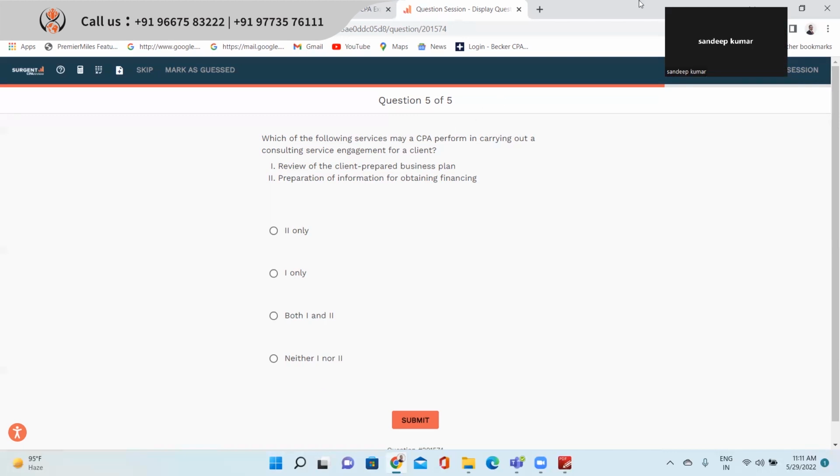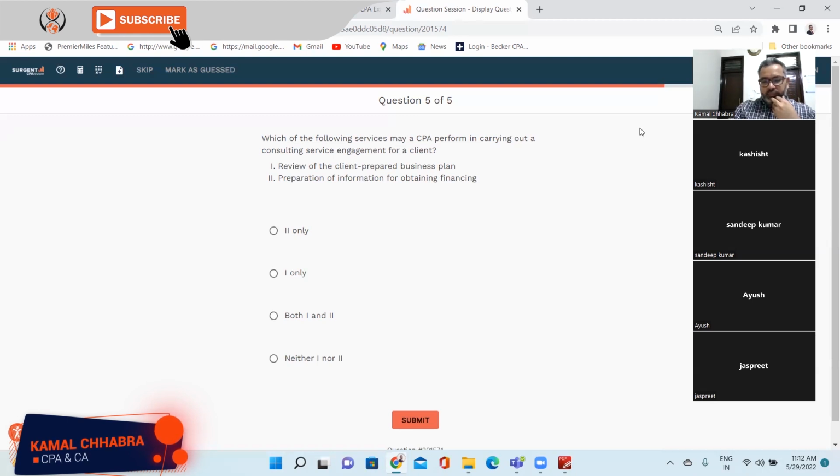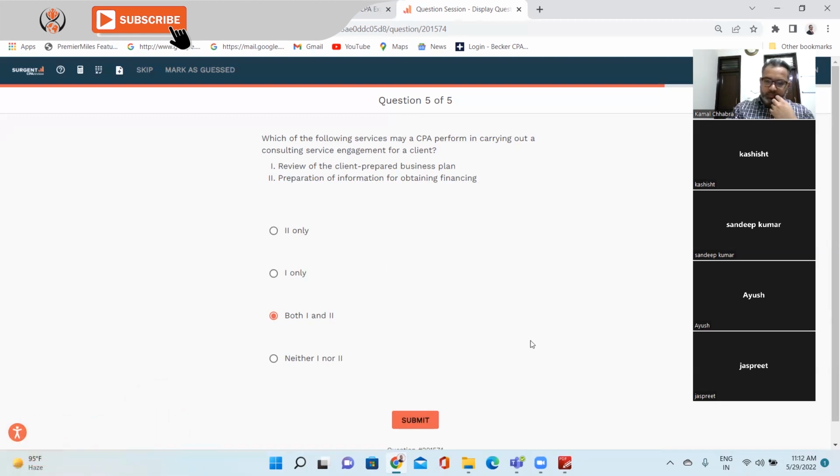Why one? I go with both. I also go for both. Because there is no auditing involved in any of the options, and there is no independence or other issue involved if he carries out both functions. It's a consulting service engagement and not an audit engagement. Both look perfect from a consulting point of view. As Ayush said correctly, this is not an audit engagement. This is just consulting, where the scope cannot be limited by anything. We can review, and we can gather the information for obtaining financing for the client.